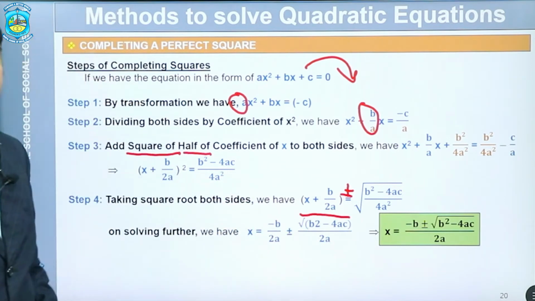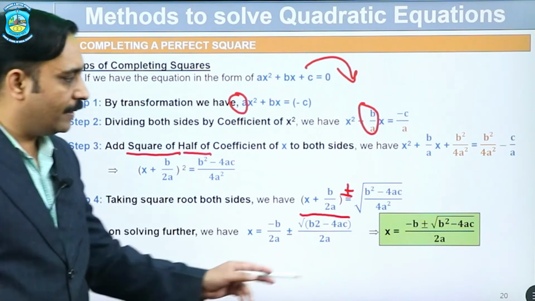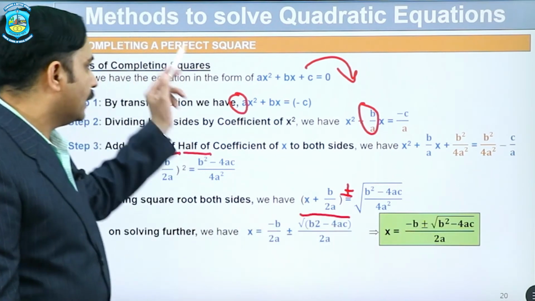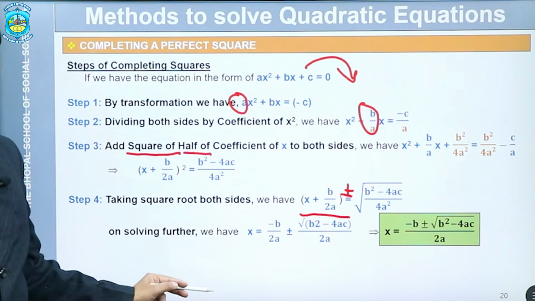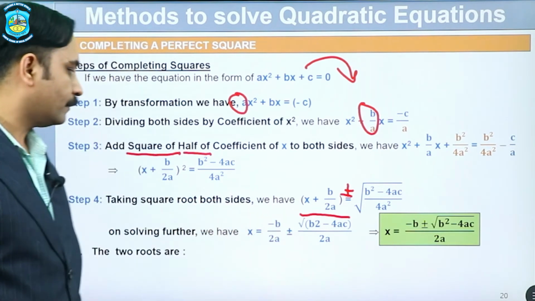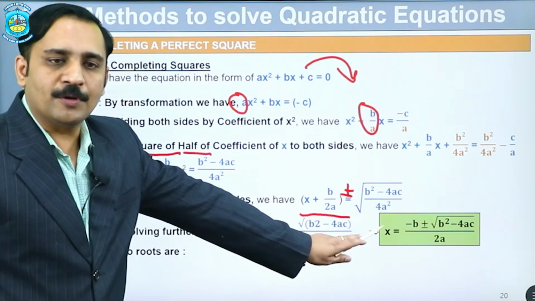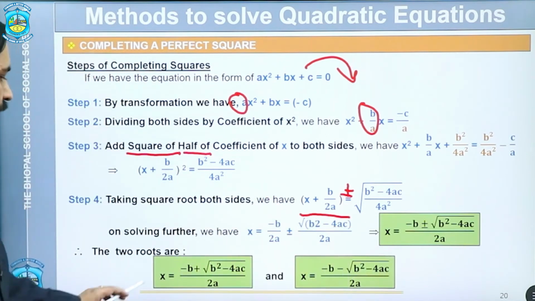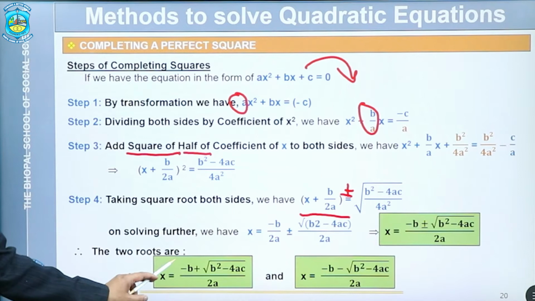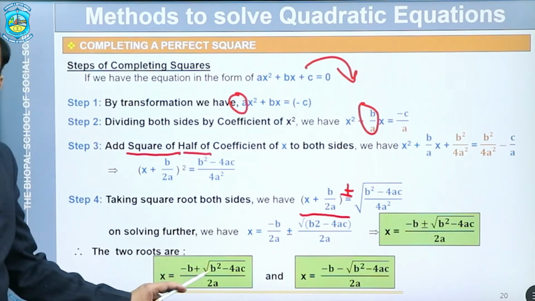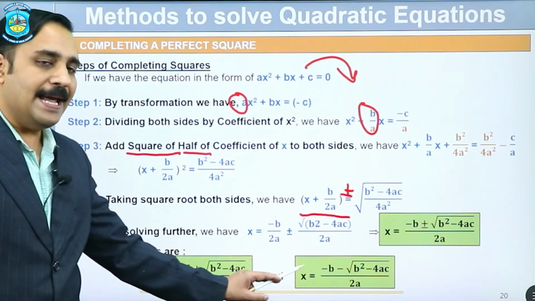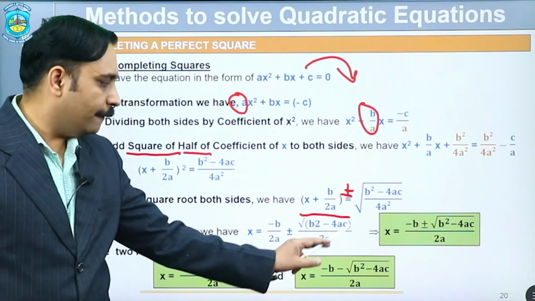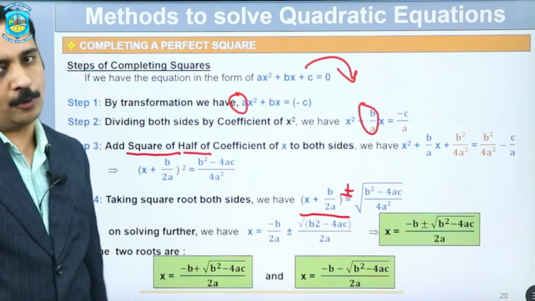If the question comes as a short answer question, we will straight away use this formula, or else this is the method which we will follow in the long method, right? So we have two values of x, first with the positive part, second with the negative part. That means we have x is equal to minus of b plus under root of b square minus 4ac upon 2a, and x is equal to minus b minus under root of b square minus 4ac upon 2a.